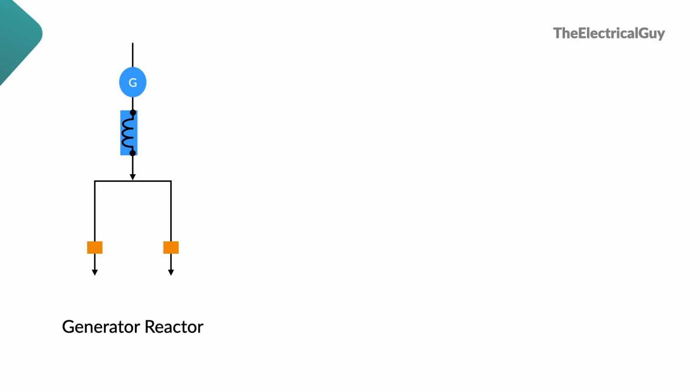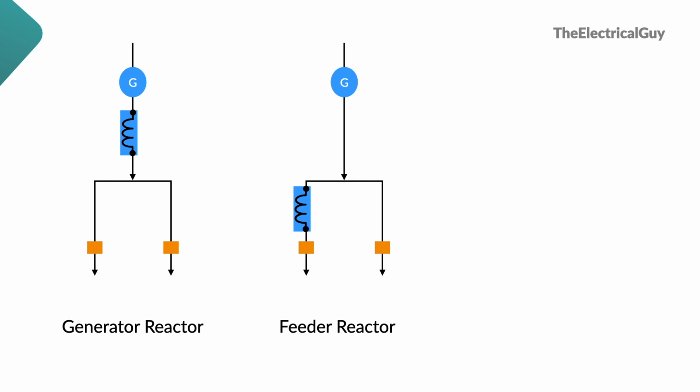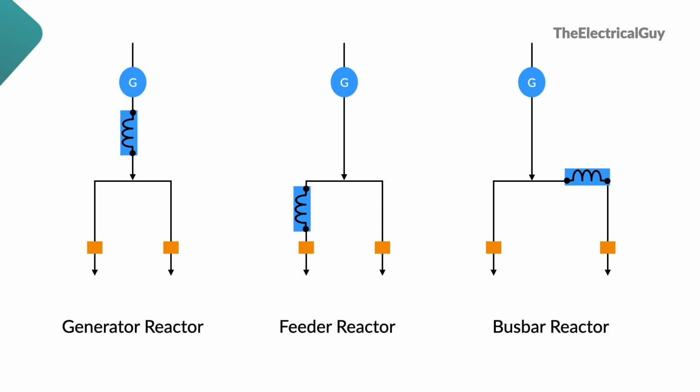If the reactor is installed in series with the generator, then it can also be called a generator reactor, and the main purpose is to protect the generator. If the reactor is connected in series with the feeder, then it can also be called a feeder reactor. A reactor can also be installed in the busbar, and in that case we can call it a busbar reactor.